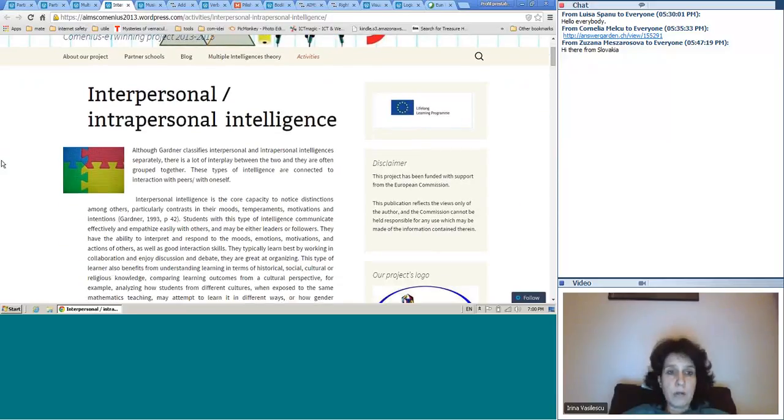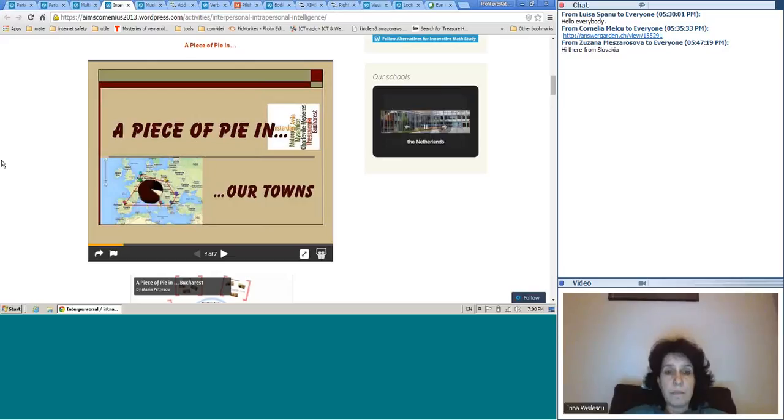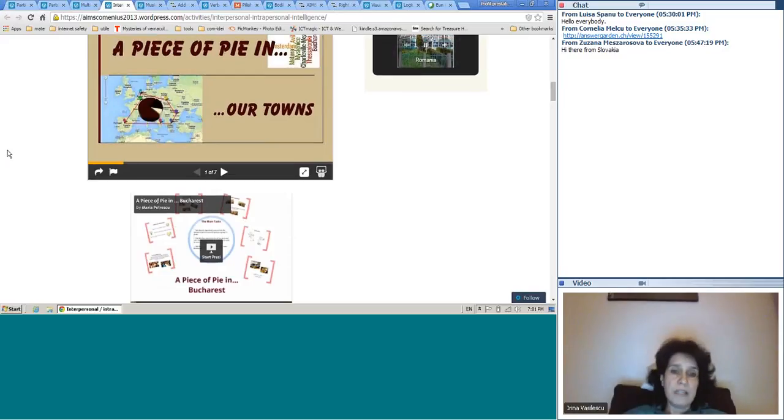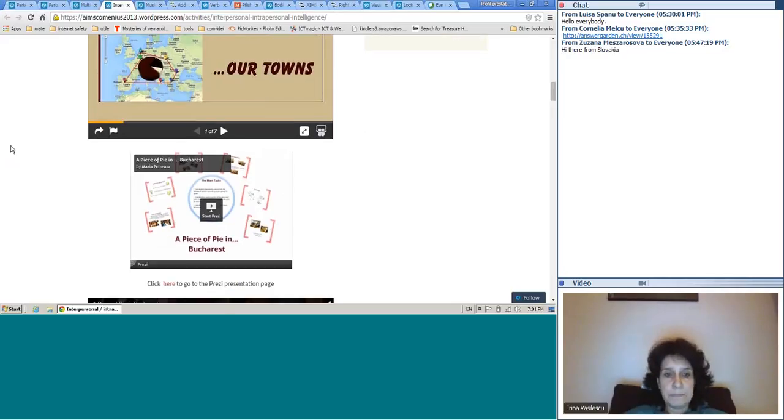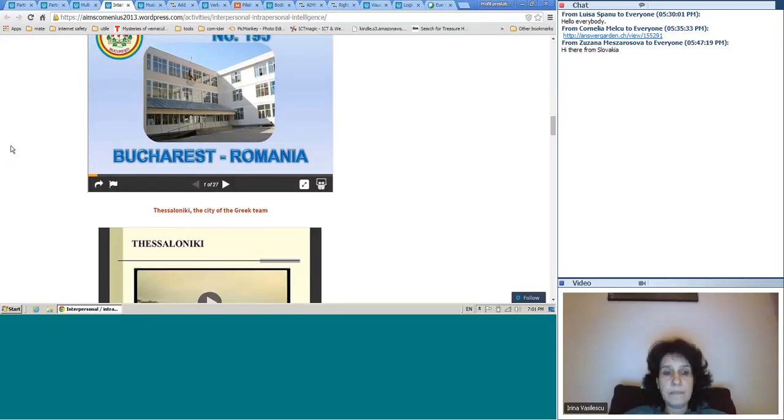And let me show you a little bit about this. For the interpersonal activities, this was a task called A Piece of Pie in Our Towns. We proposed a common pie recipe that we have given to our students, and they had to calculate and compare the cost of the same piece of pie in our respective towns. And in this way, they could find something about our living styles and our home environment. Of course, the students have already cooked the pie, and they enjoyed eating it as well.